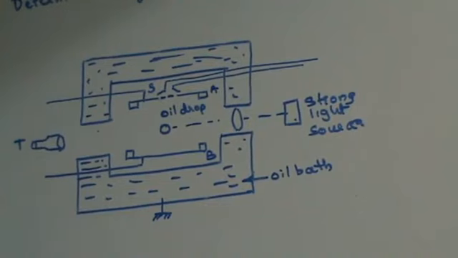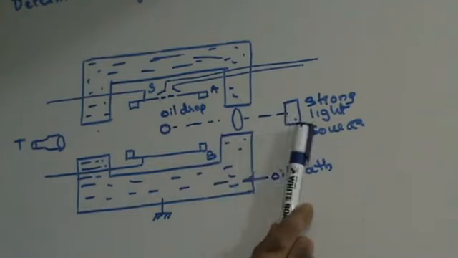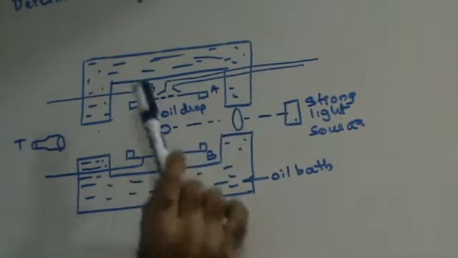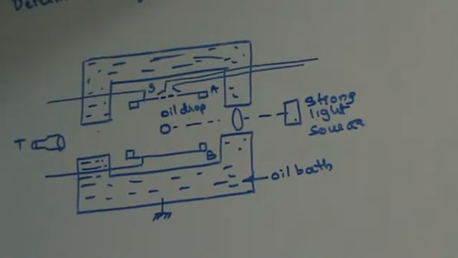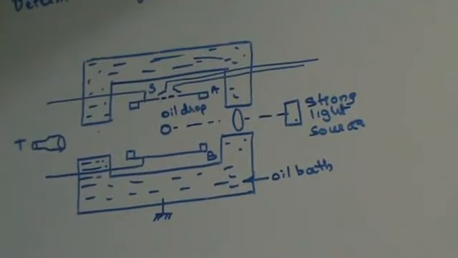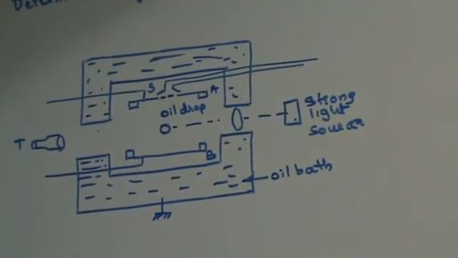You have two windows. A strong source of light is kept at one window. You have a lens, and you have the focus at the other window. That's your apparatus. So you have two parallel plates A and B kept at very high voltage. The upper plate has a pinhole in it through which oil is sprayed through the atomizer S. The whole arrangement is kept in an oil bath to maintain constant temperature. Through one window, a strong source of light is passed. At the other window, you have a focus telescope to look at the oil drop.